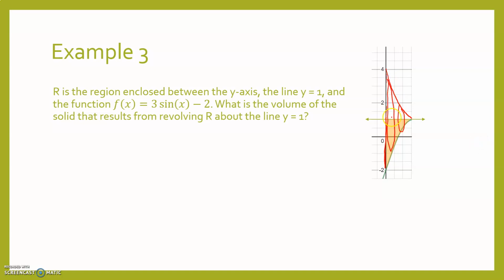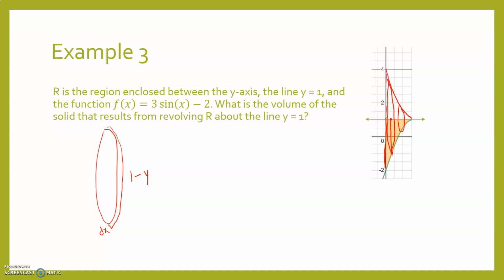Okay. So this time our slices are perpendicular to the x-axis. So the little tiny thickness is going to be dx. And this time our slices are not the y-coordinate. The y-coordinate is down here, right? So our radius is going to be 1 minus the y-coordinate, which, because the y-coordinate is negative, would be 1 plus the absolute value of the y-coordinate.